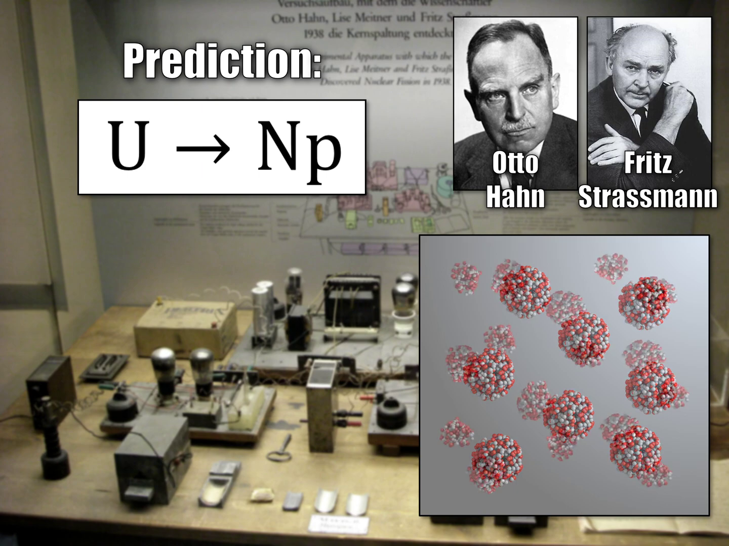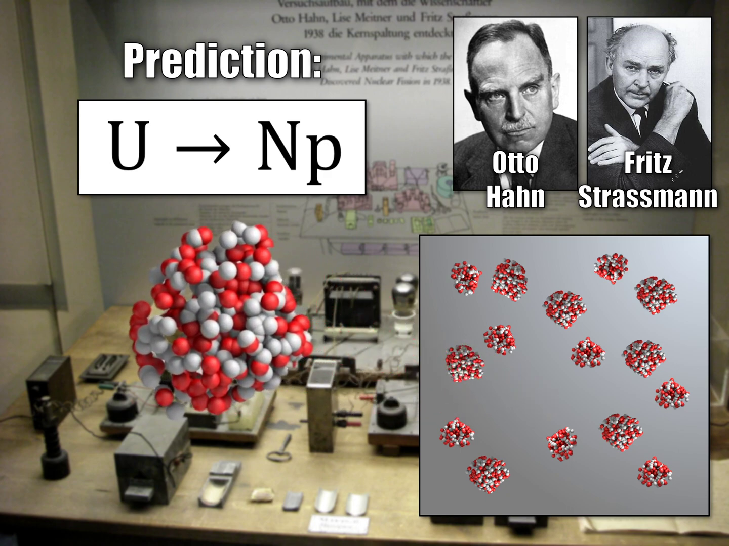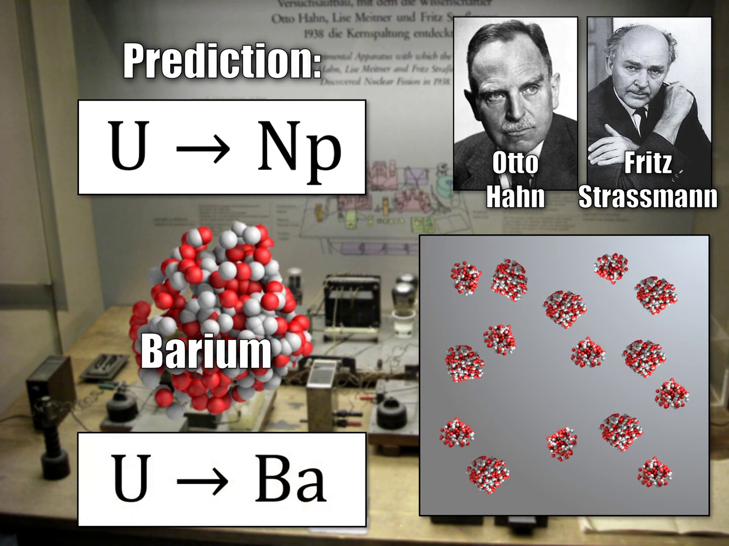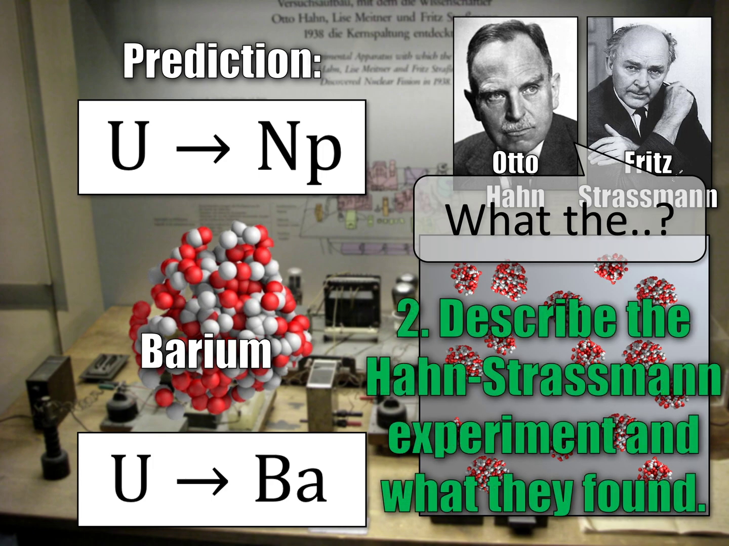So they were expecting to find neptunium, but when they chemically isolated the compounds, they actually ended up finding, much to their surprise, barium. And this was really confusing because barium is nowhere near neptunium. It's way smaller. It's like half the size. So they were really confused. How the heck did we get barium? We were supposed to be making the nucleus larger. Why did we find something that was smaller?